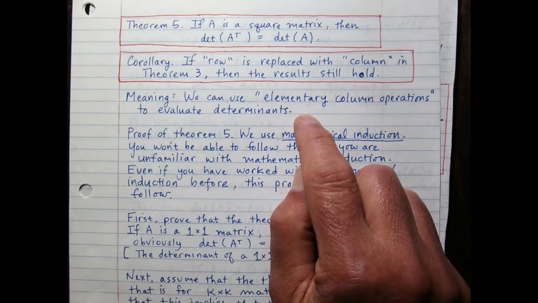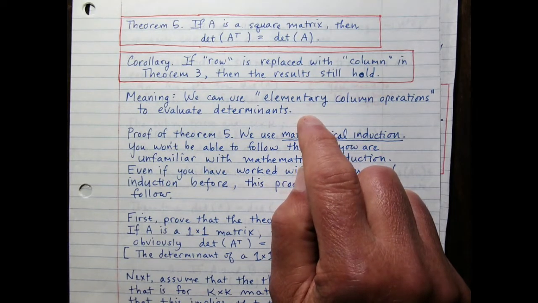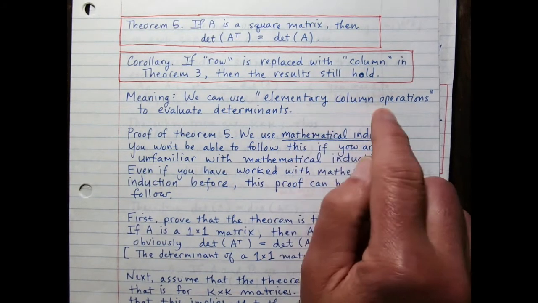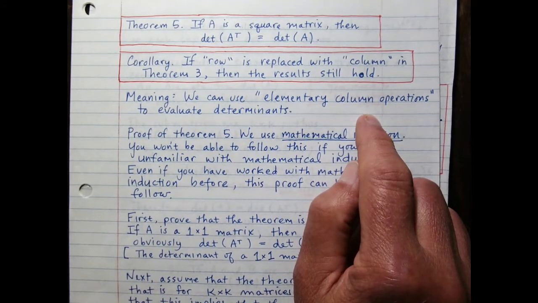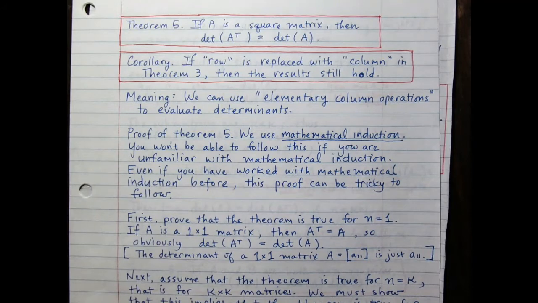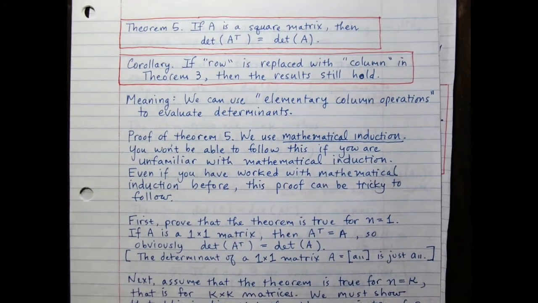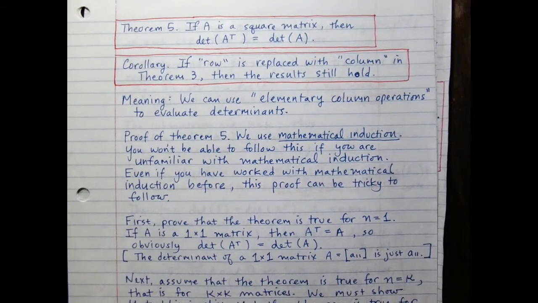There are lots of situations where we can only use row operations. Like when we're solving a system of equations, we can only use row operations. Elementary column operations are only allowed for determinant calculation. So I'm just going to never use column operations, basically. But I just want to mention the fact that that's a possibility.